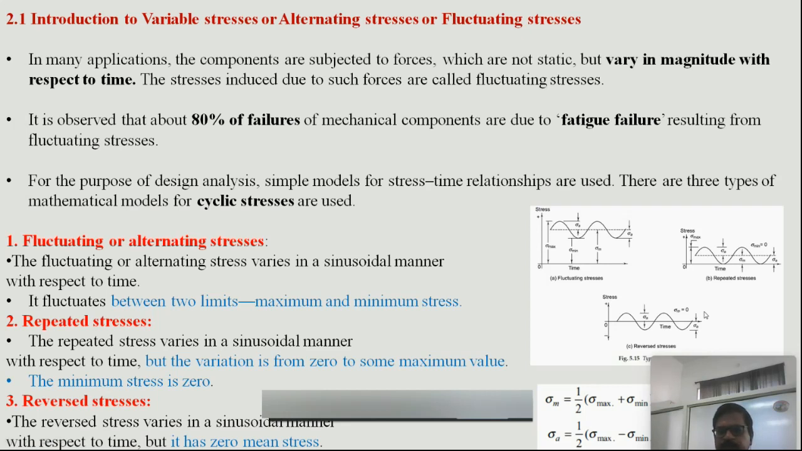After 180 degrees of rotation, the layer of the member which is at the top will go to the bottom, and then it is subjected to tension. When it is at the top, it is subjected to compression. So this compression and tension are going to change with respect to time. So this category is known as reversed stresses.